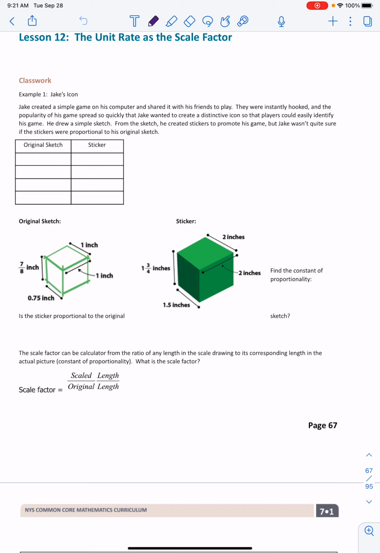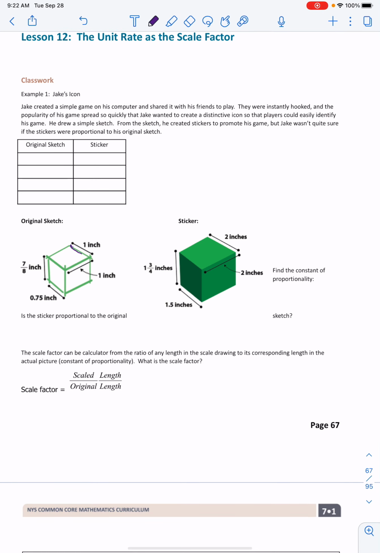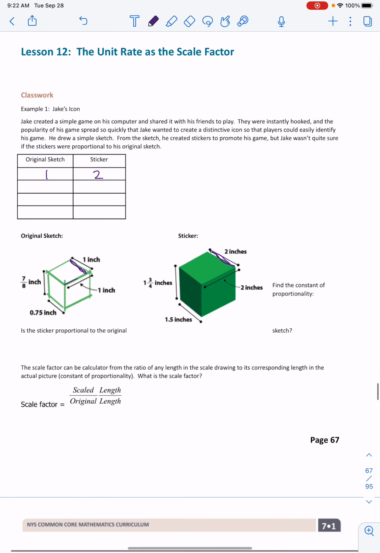All right, so the first thing that we are going to do is fill in the table between the original sketch and the stickers. Remember, each of the sides has to match with the other item. So in this case, if the original sketch here is 1 inch, then it has to match with this one over here. So the 1 has to match with the 2.